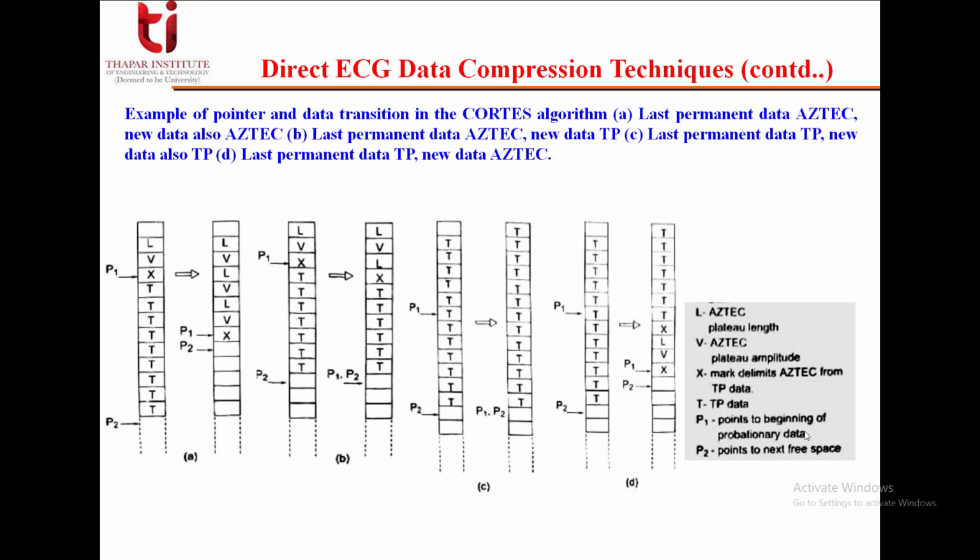So we can see the example of pointer and data transition in the CORTES algorithm. In figure A, the last permanent data is AZTEC and the new is also AZTEC. In figure B, initially the permanent data was AZTEC, but the new data is TP. In figure C, the last permanent data was TP and the new is also TP. And in the last case, figure D, the last permanent data was TP and the new is AZTEC.